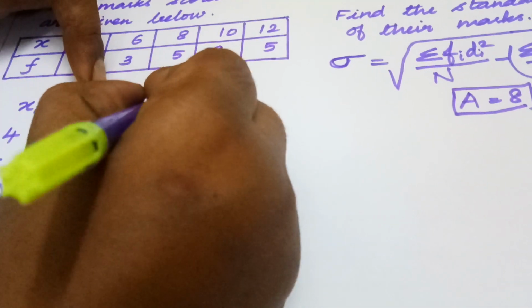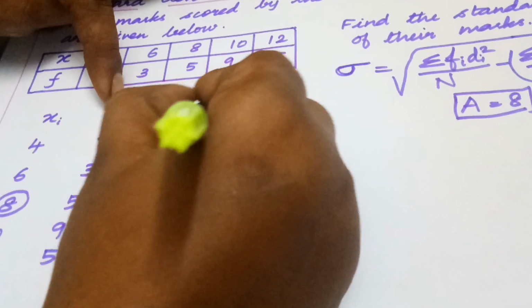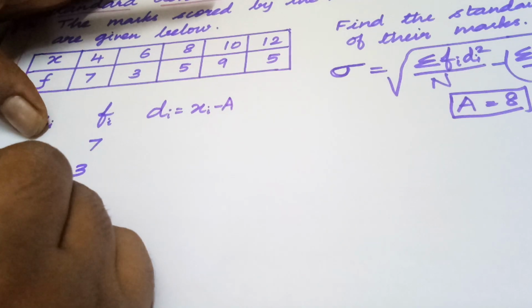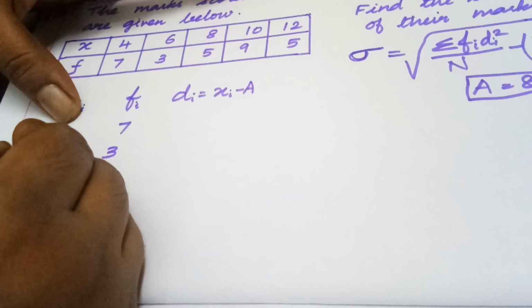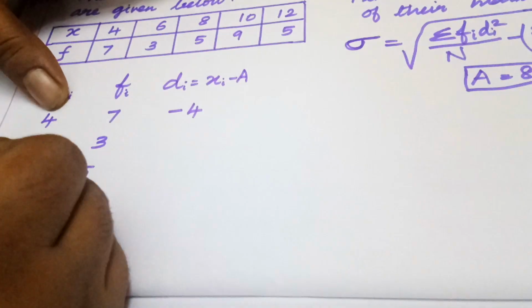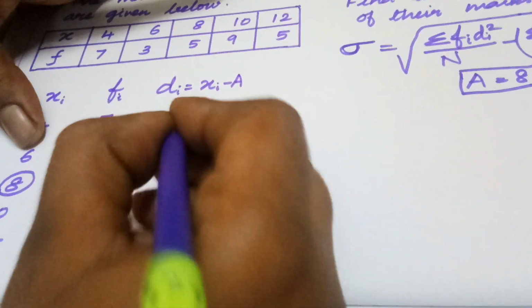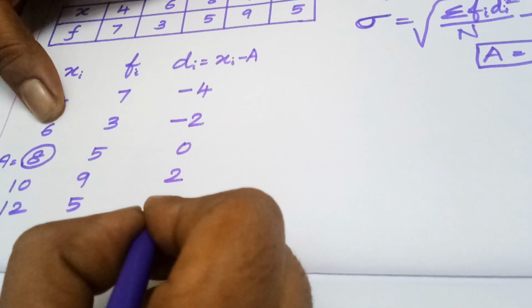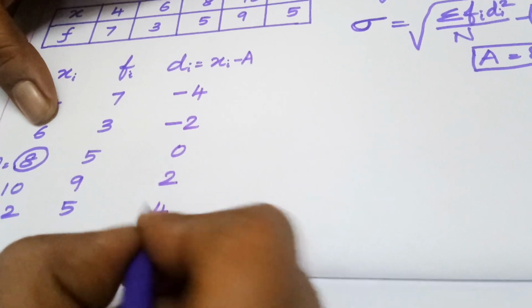So we are going to create another column Di is equal to Xi minus A. So we have to subtract Xi minus A. That is Xi minus 8. 4 minus 8 is minus 4. 6 minus 8 is minus 2. 8 minus 8 is 0. 10 minus 8 is 2. 12 minus 8 is 4.